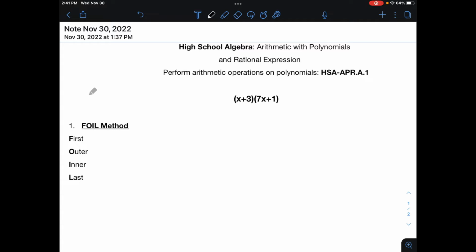The term FOIL is actually an acronym for first, outer, inner, last. And that's just the pattern or the order that we're going to use. So when we multiply these binomials together, we focus on the first terms first. So x times 7x gives us 7x squared. Next is outer. So again, we focus on this x and the 1 in the other binomial. Together that gives us 1x or just x.